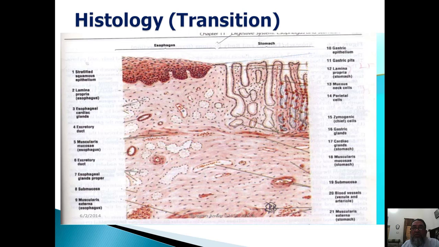So this is the transition of the epithelium from stratified squamous to simple columnar with gastric glands. Gastric glands start appearing here. Although the muscularis mucosae is the same, the lamina propria is the same, and the submucosa is also visible in both slides, the changes between the esophagus and the stomach are mostly in the mucosa. So this slide tells you the transition between the esophagus and the stomach.